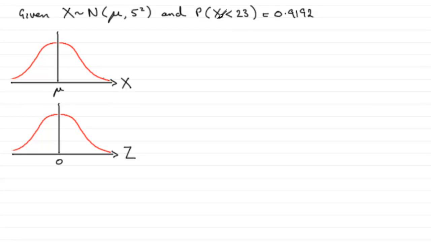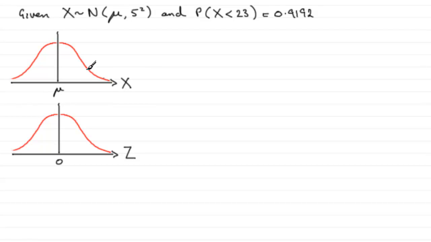Then we need to add this information to the diagram. We've got that the probability of x being less than 23 is 0.9192. So we're looking at the area to the left of 23 has got to be easily over a half here. As you can see, 0.9192 is more than the half, so it means that our value of x being 23 has to be to the right of the mean mu.